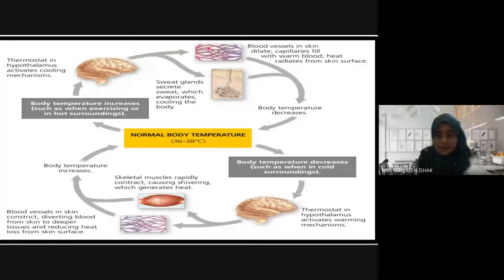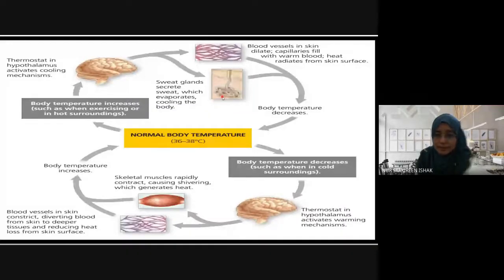Okay, so it causes the blood vessels to vasodilate. Okay, blood vessels in the skin vasodilate. So when the blood vessels dilate, it brings more blood to the skin, and releases the excess heat from the body through radiation. Okay, heat radiates from the skin surface. So this will decrease the body temperature back to normal. Okay. So ingat, ini adalah dua cara macam mana badan awak release heat from the body, right?